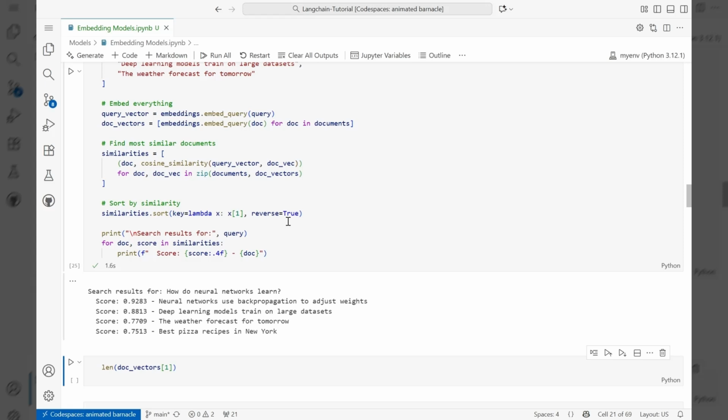If you always take the highest value, then it is also wrong. So that's why we need a threshold value.